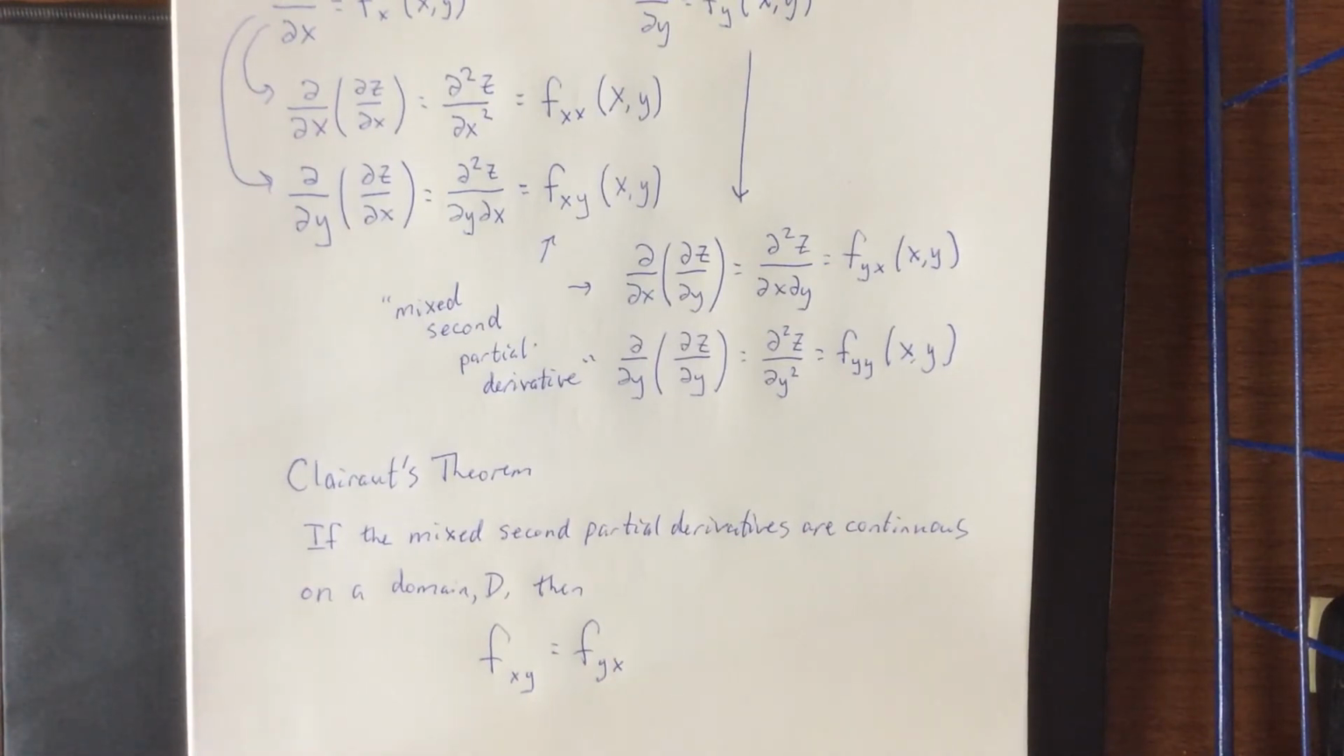This is going to work for any mixed second partial derivatives regardless of how many variables there are in a problem. So for a function of two variables, there are only two options, that would be x and y, so those mixed second partial derivatives would be equal to each other. We will demonstrate this with an example in our next video.